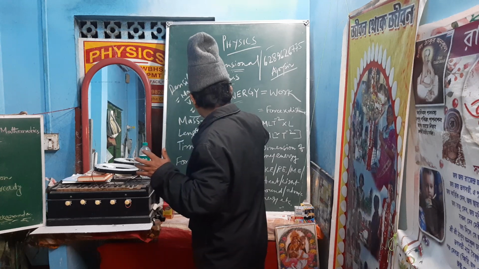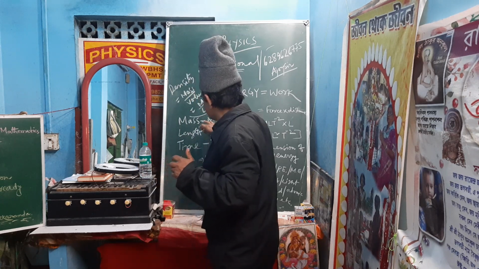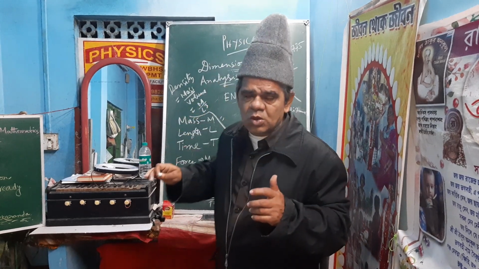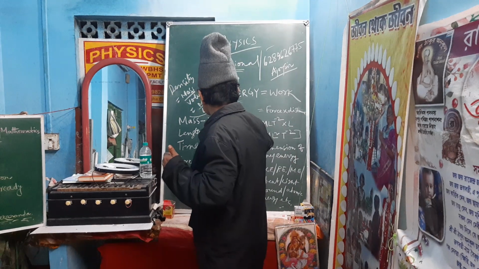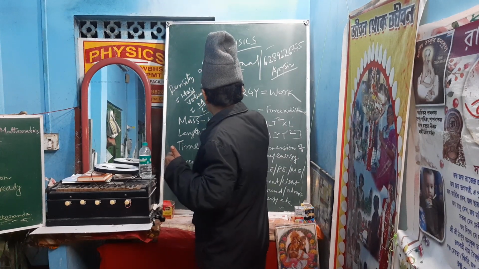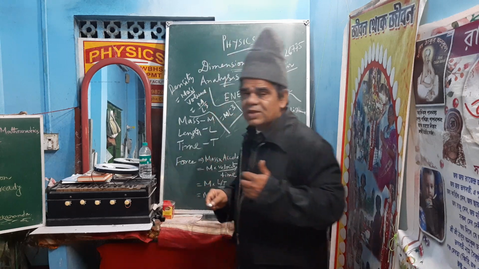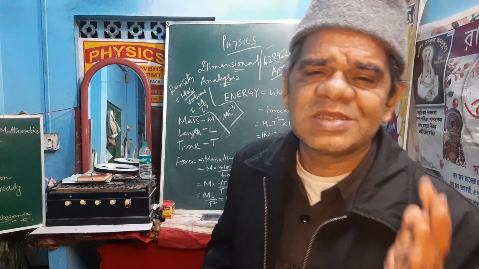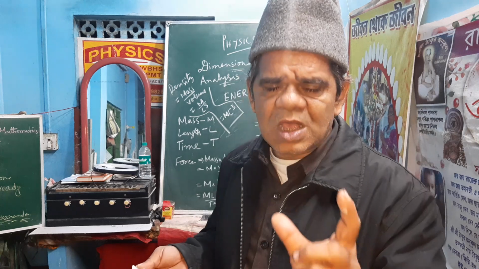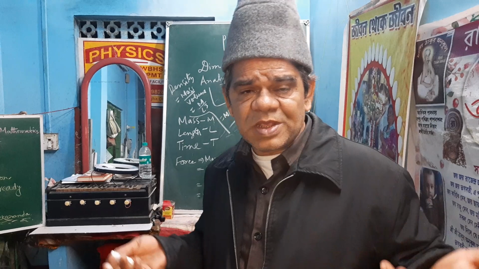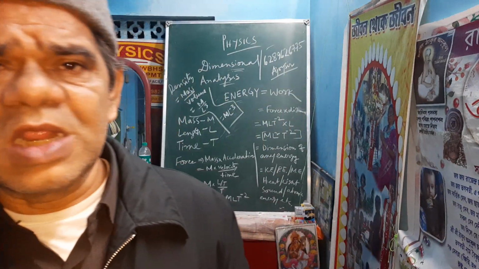And when this L cube, which is in the denominator, goes to the numerator, it becomes L minus 3. That's why the dimension of density is M L minus 3. In this way, the dimension of any physical quantity can be found out. So you try your best to get the dimension of any physical quantity.